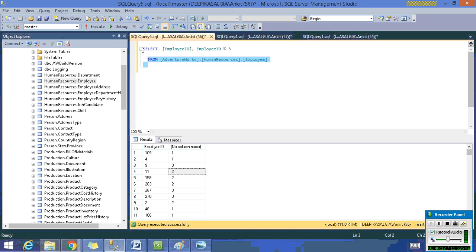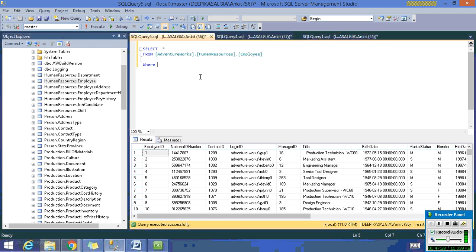Okay. So if I ask you, give me all the employee IDs that are even numbers, how do you do that? Anyone? If I ask you, can you give me all the employees whose employee ID is even, how are you going to do it? You want to see only those employee IDs where, when you divide by 2, you expect 0. So what you're saying is, give me only those employees where dividing by 2 gives a remainder of 0.